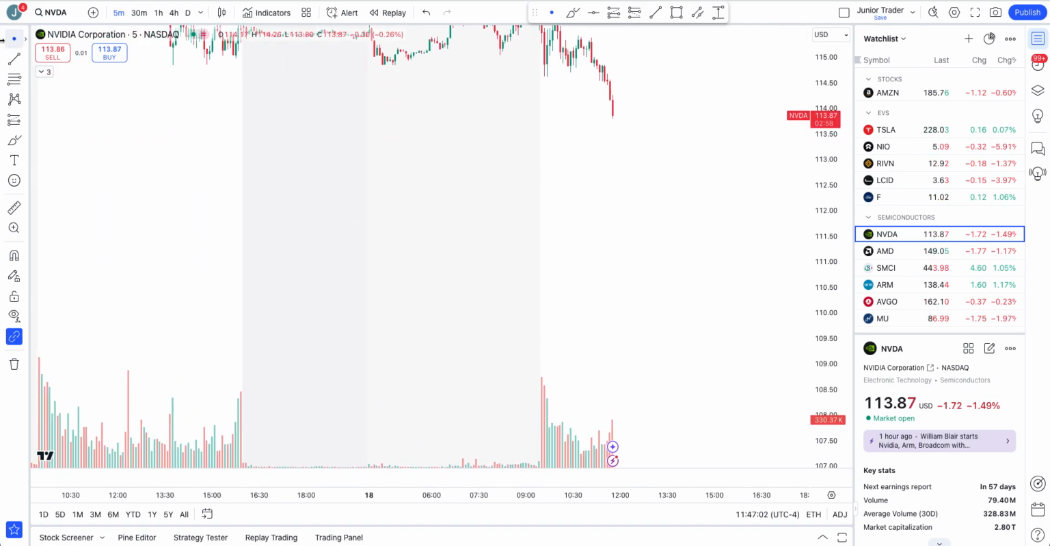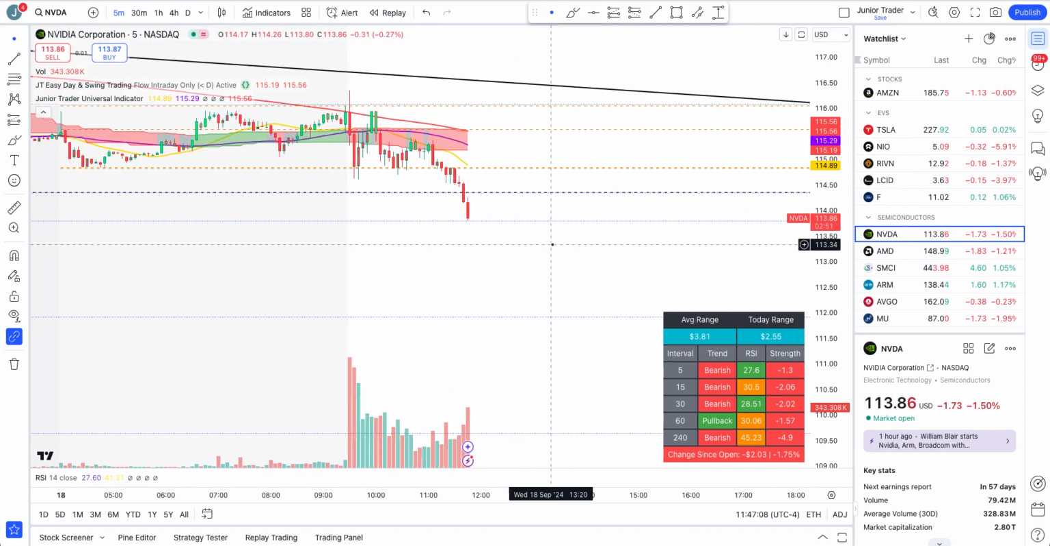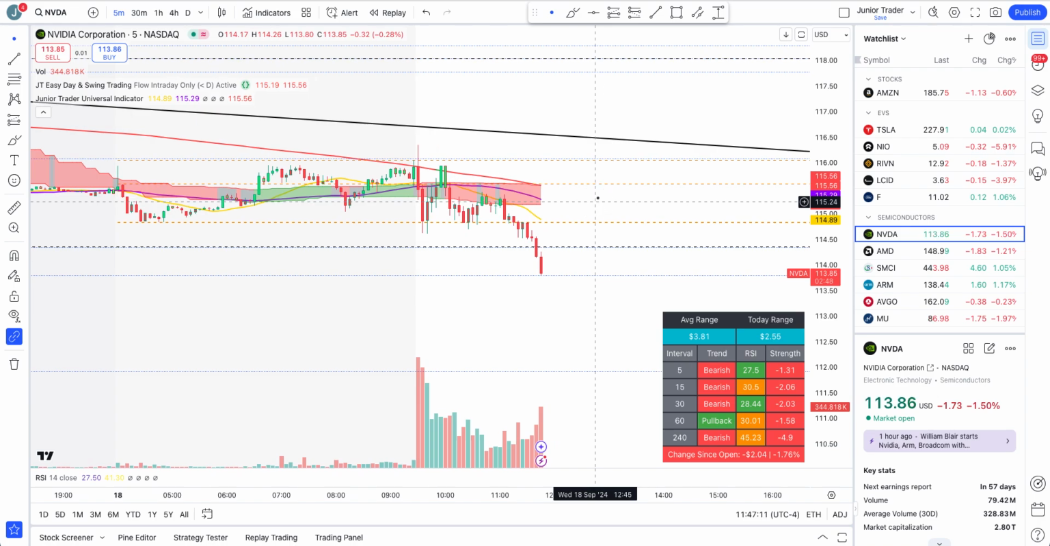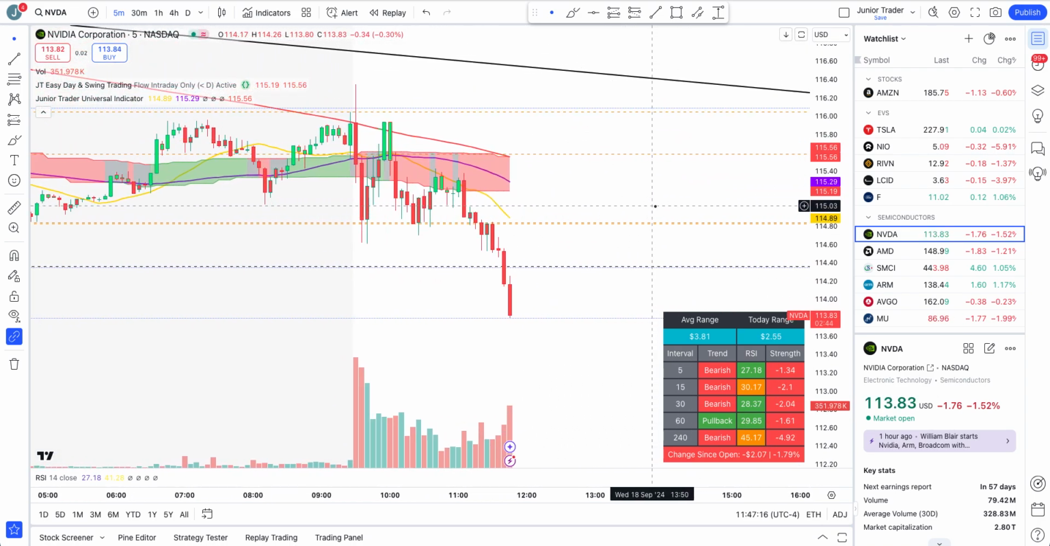So yes, we are staying below the cloud, and the trend line and everything. There's a lot of negativity on this thing.